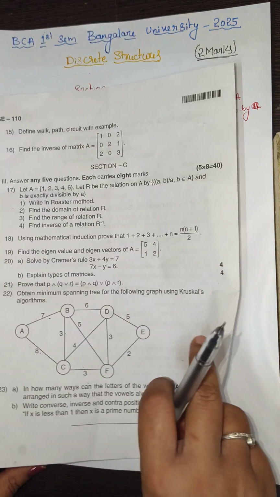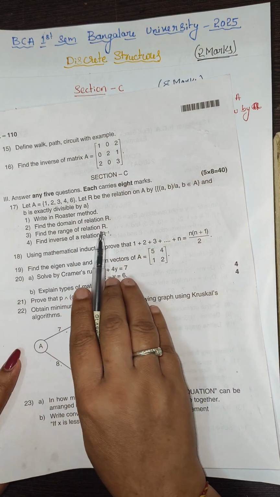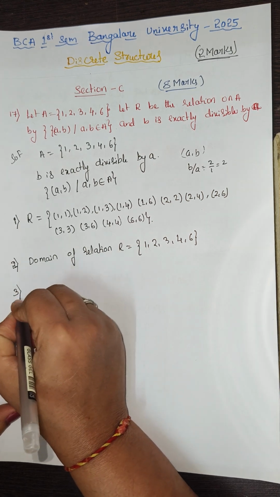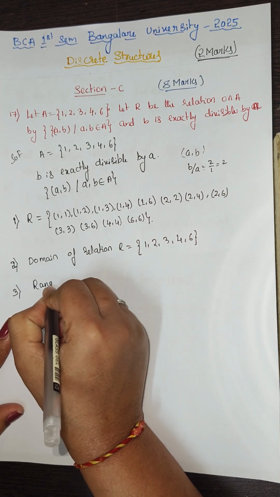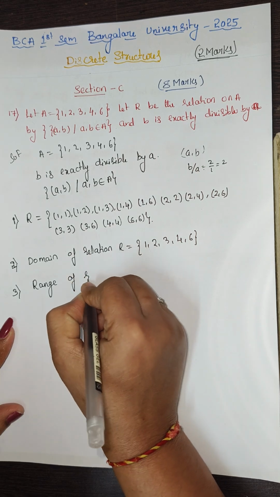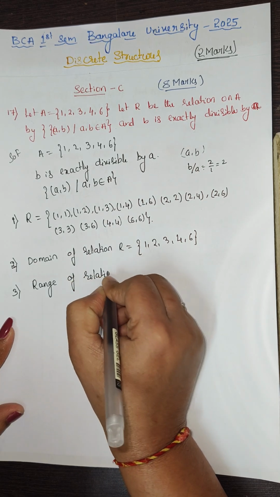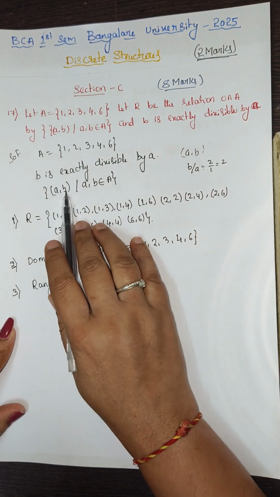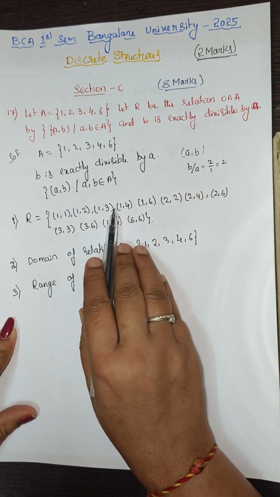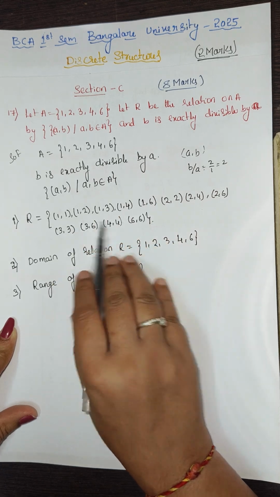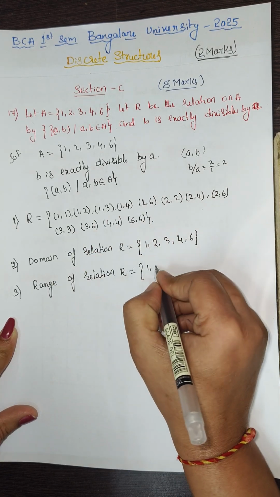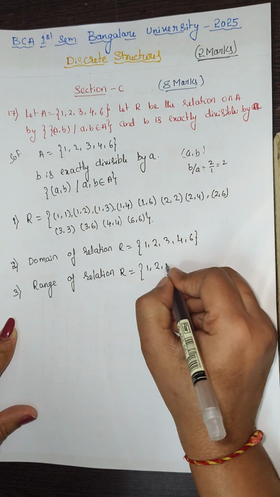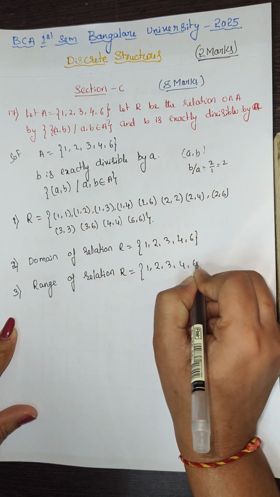Next, what is the question? Find the range of the relation R. What is the range? Range means the b elements. 1 is there, 2 is there, 3 is there, 4 is there, 6 is there. So all are there. Here also all the elements of set A come in the range. So 1, 2, 3, 4, 6.